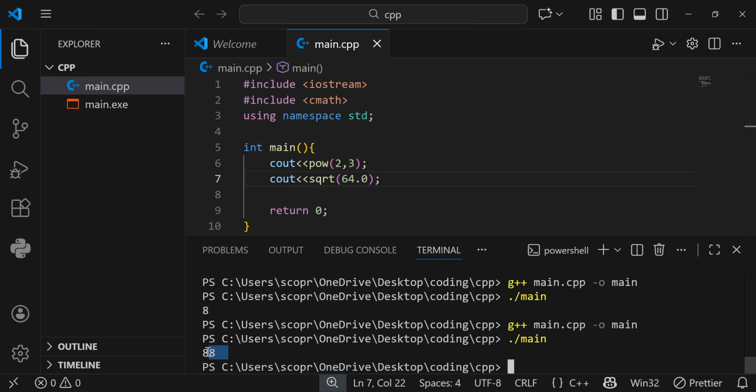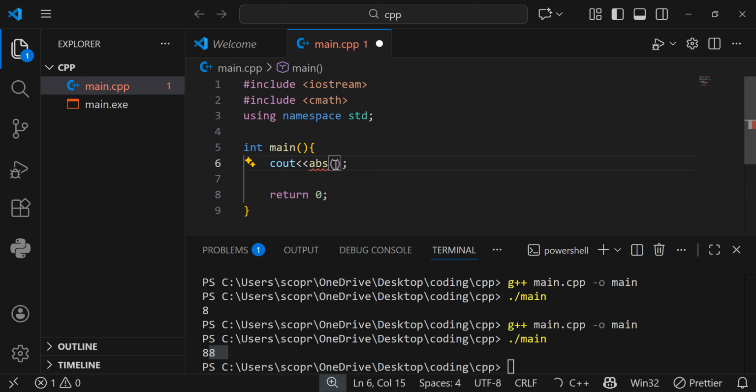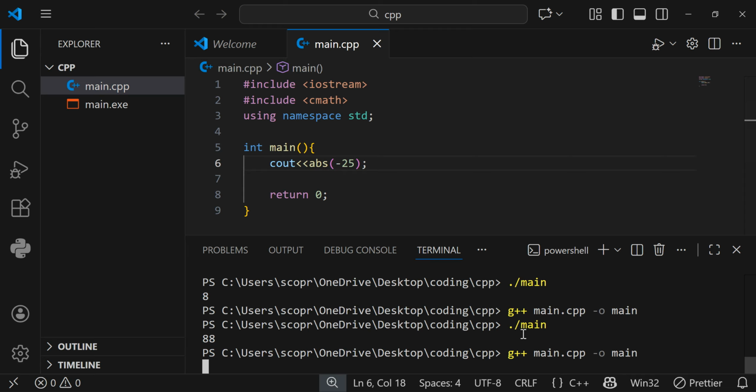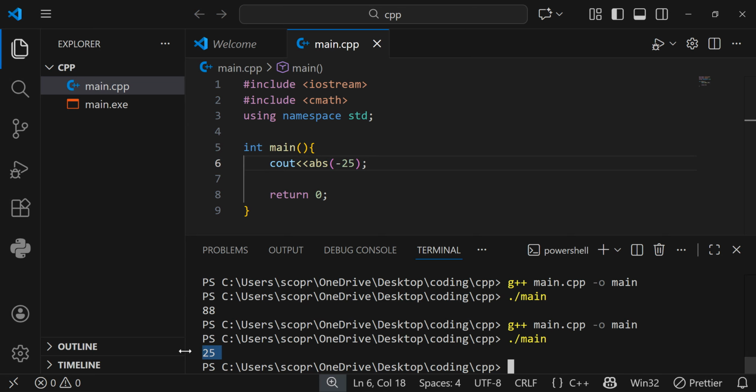Let us now take a look at the absolute value. The abs function returns the positive version of a number. We can use our function just like this. We use abs, and inside our function, let us provide the number negative 25. If we save, go in our terminal, compile, and after compiling, run, as you can see, we get 25 without the negative.